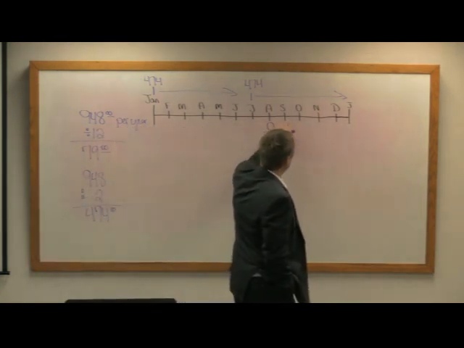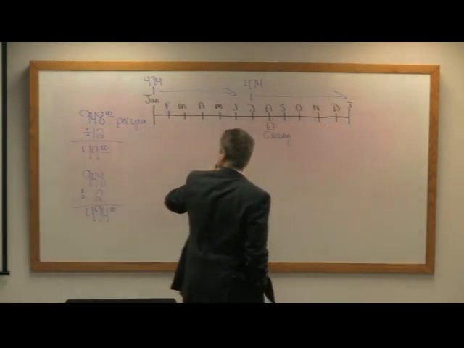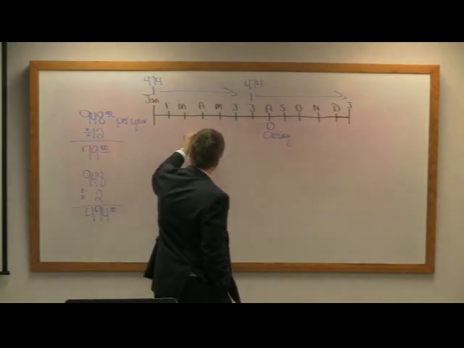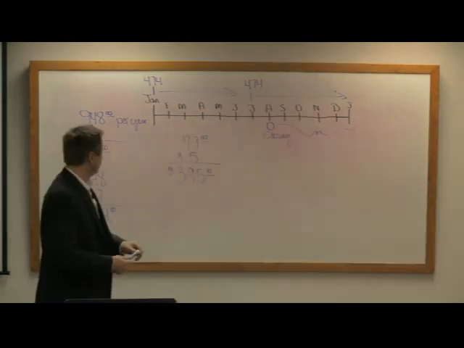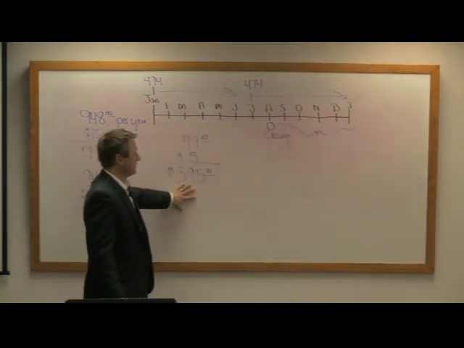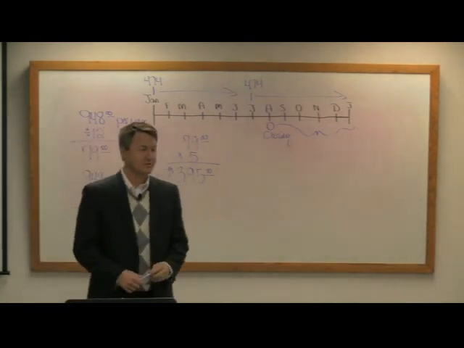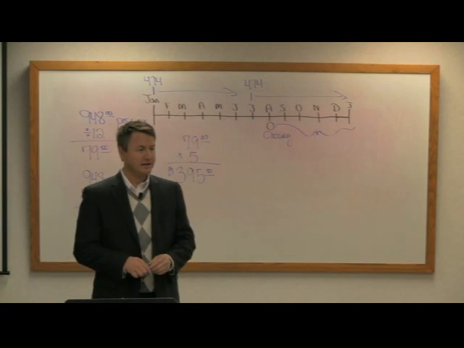So she has 1, 2, 3, 4, 5 months. So we have $79 per month times 5, and you get what? So we have a $395 credit to the seller, $395 debit buyer.